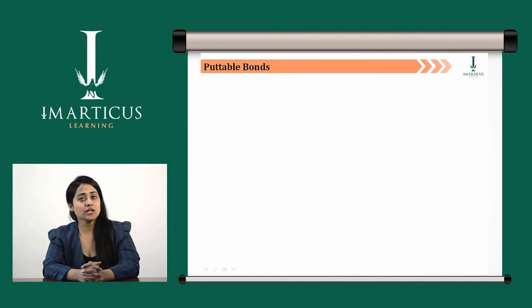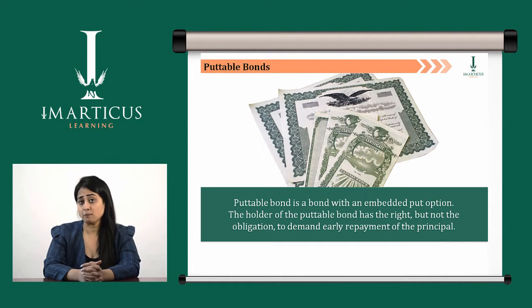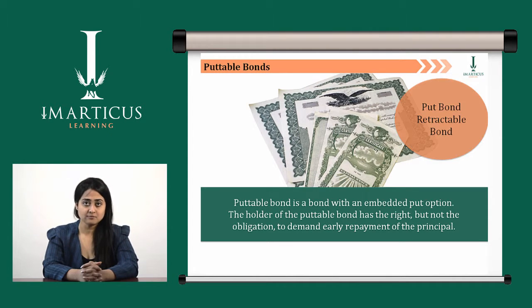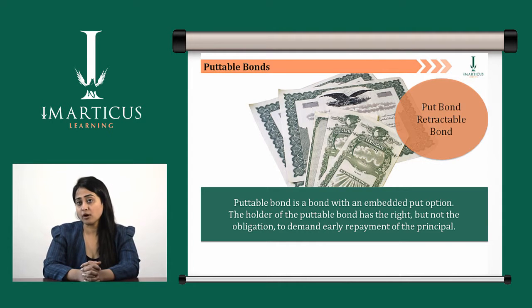Moving ahead, we now see puttable bonds. A puttable bond is a bond with an embedded put option. They are known by many names, such as put bond, puttable, or retractable bonds. The holder of a puttable bond has the right but not the obligation to demand early repayment of the principal.